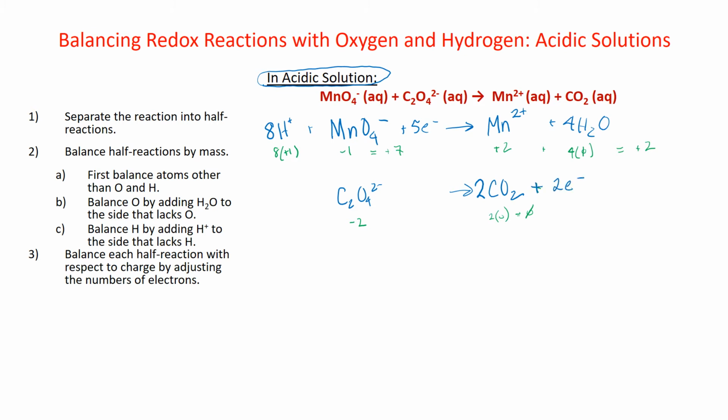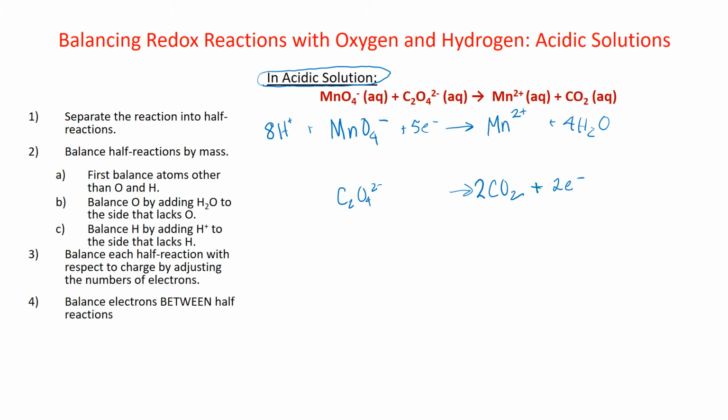And now my reactions are charge balanced as well as mass balanced. Okay, so let me erase these individual charges, and then we'll move to the next step. All right, in our next step, we're going to balance the electrons between our half reactions.